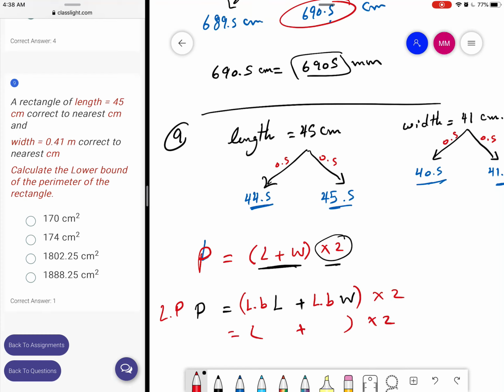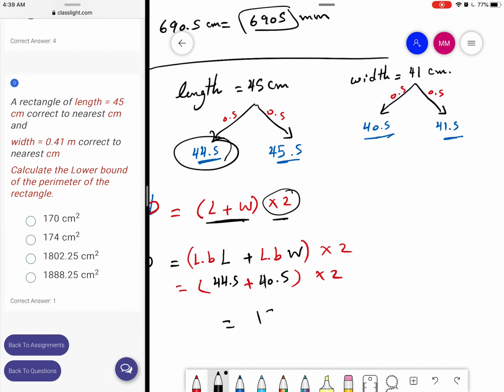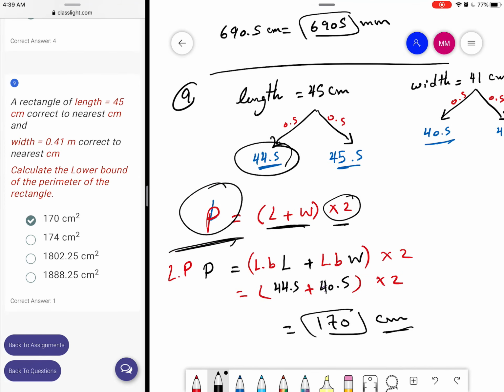So let's see, the lower bound of length was 44.5. The lower bound of width was 40.5, then multiply by 2. So here is the answer, 44.5 plus 40.5, so it's 85 multiplied by 2, you will get 170 centimeter, of course centimeter, not centimeter square, it's a mistake here in the question. So only 170 centimeter, not centimeter square, because he asked for the perimeter.